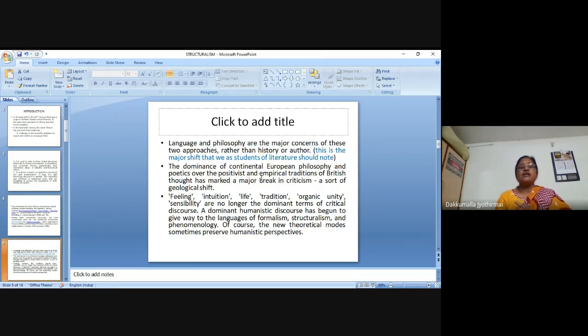And we could see that there was a dominance of continental European philosophy and poetics over the positivist and the empirical traditions of British thought. This has marked a major break in criticism. It's a sort of geological shift, as it is considered in the history of literary critical theory.